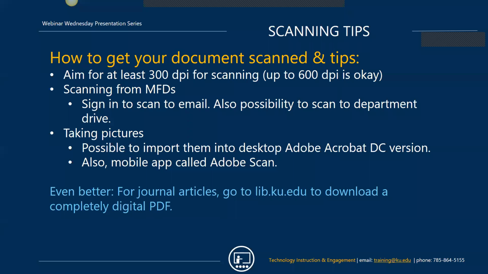Finally, if we are talking about scans and journal articles, another option would be to go out to the library's website and see if you can search for and download a more current digital copy of the PDF. What could be even better than taking a scan, enhancing it, and trying to recognize the text would be to actually locate the digital version of that article or resource.